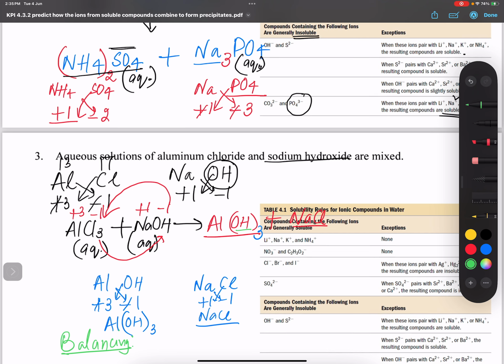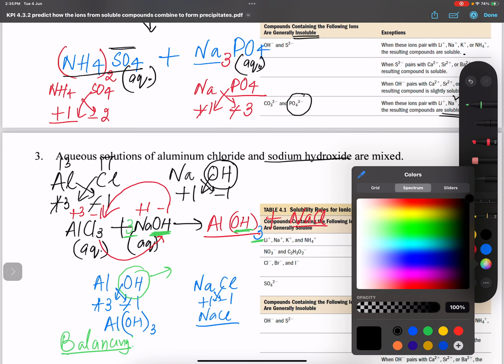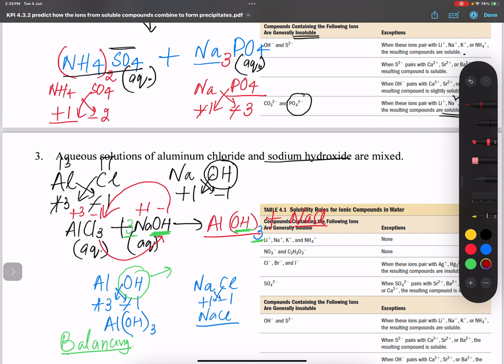So you have 3 OH here, but I have 1 OH here. Keep polyatomic ion as polyatomic, so treat it as 1 unit. So I have 3 units here, so I need 3 units on the other side. So 3. And then I have Al 1, Al 1, Cl 3. I have 1 Cl here, so I'll put 3 here. So you can see here there are 3 Cls.